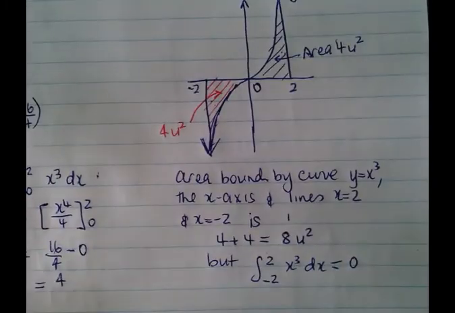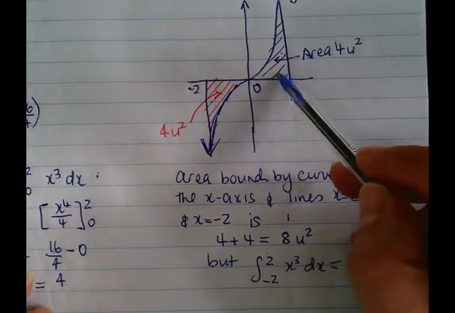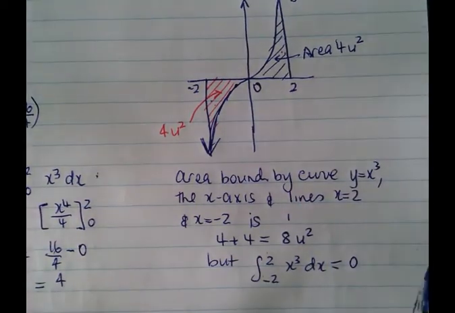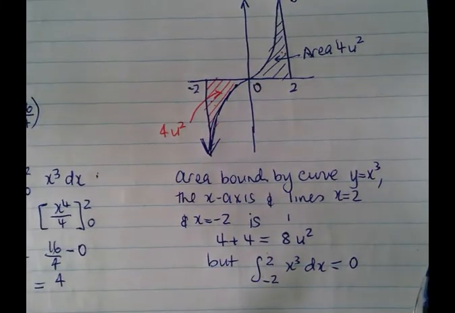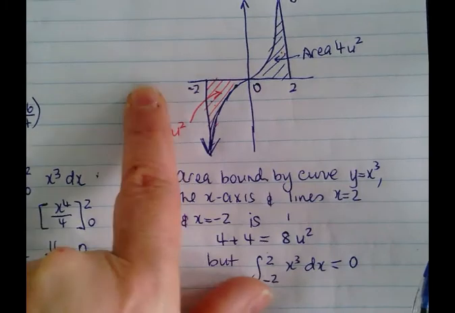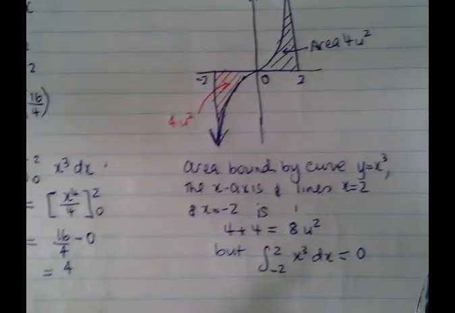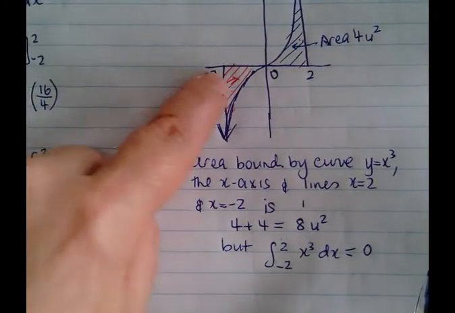The reason is when you do the integral between 2 and 0, you get positive 4, but when you do the integral between 0 and negative 2, what do you think you'll get? Negative 4, because it's below. I'm going to do it over here. So, watching.